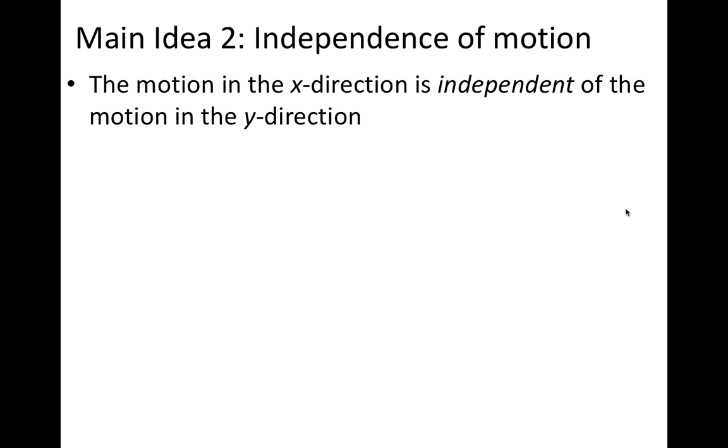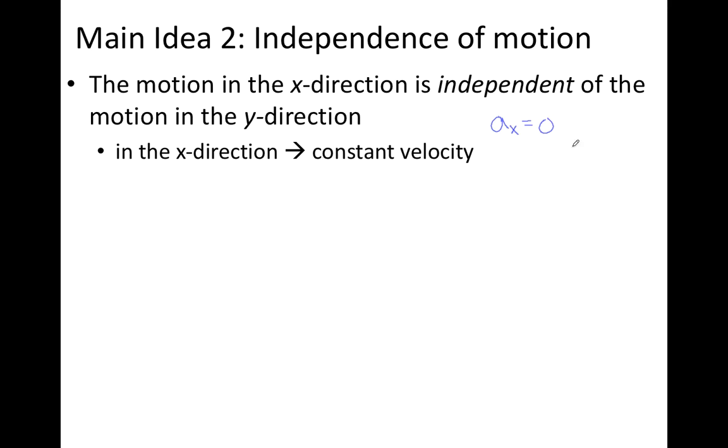The second idea that we need to keep in mind is that the x direction motion and the y direction motion are independent of each other. By that I mean that the x direction motion does not affect the y direction motion. They are independent of each other. So what does the motion in each direction look like? Well, we know that the motion in the x direction has to be constant velocity. Why do we know that? Well, we know that because the acceleration in the x is 0. The acceleration is only in the y direction, not in the x direction.